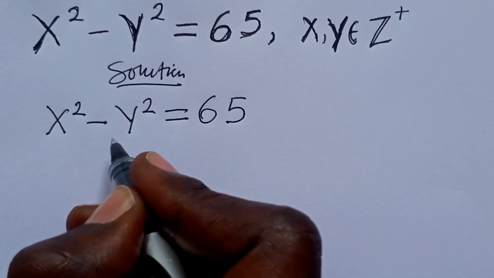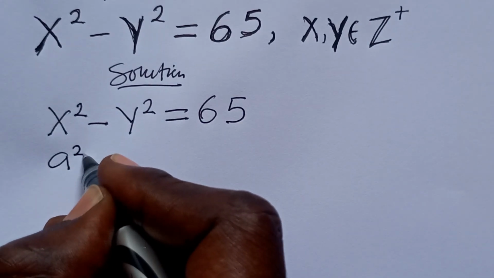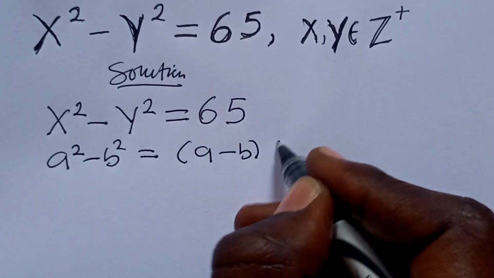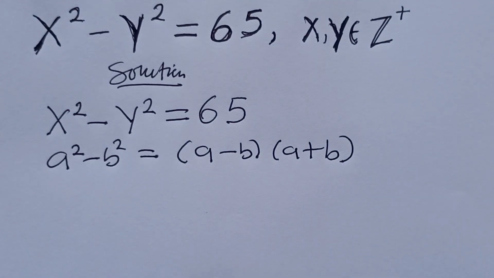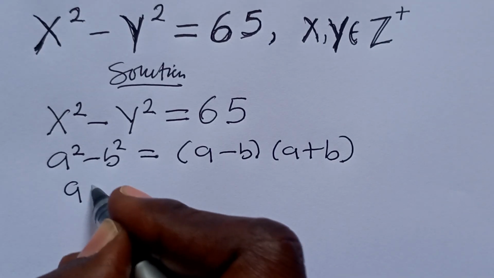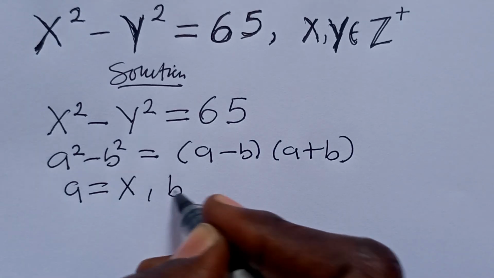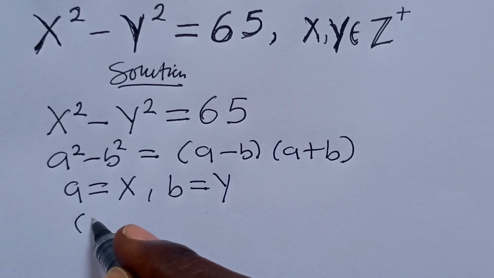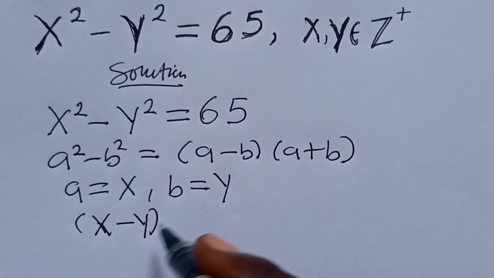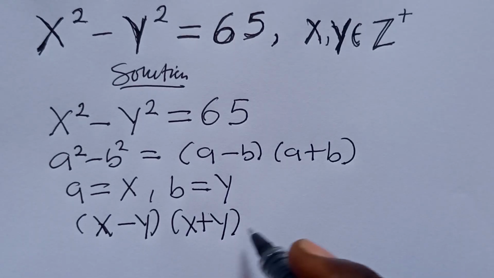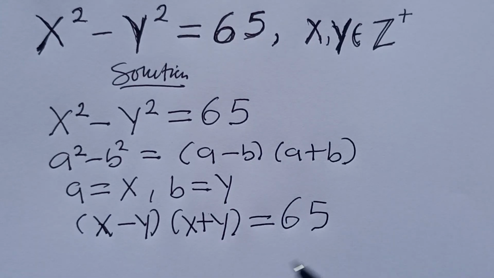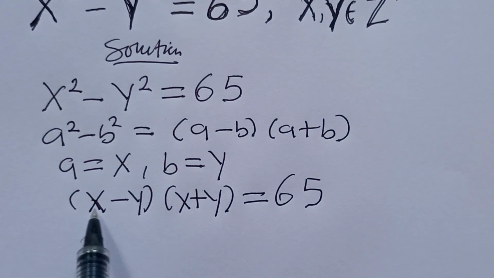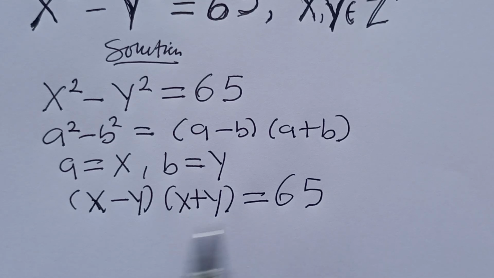And you know this difference of two squares, when we have a squared minus b squared, it can be written as a minus b times a plus b. So our a in this case is x and our b in this case is y. So substituting this here, we are going to have x minus y times x plus y as 65.